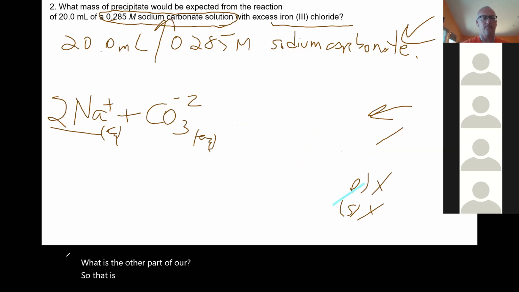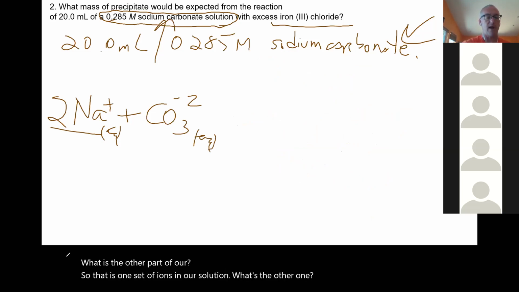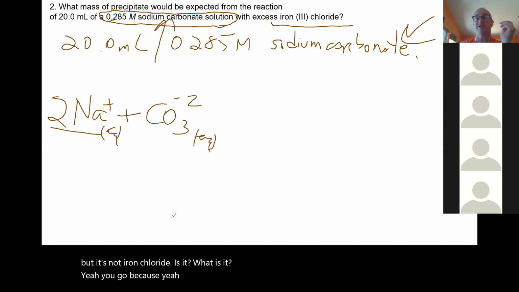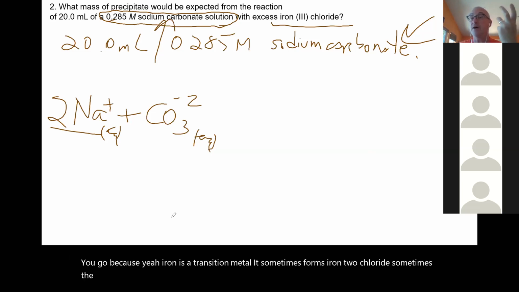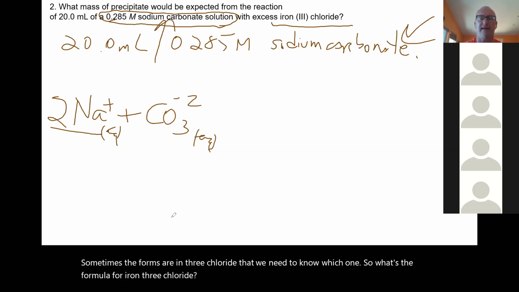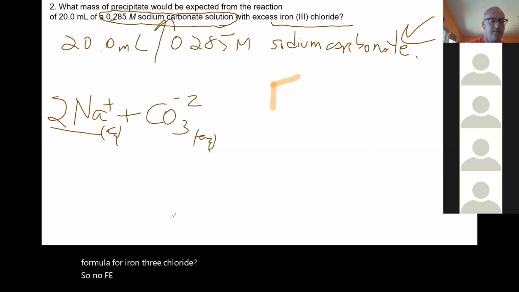What's the other one? Iron chloride. But it's not just iron chloride, is it? It's iron 3 chloride. There you go. Because iron is a transition metal. It sometimes forms iron 2 chloride, sometimes it forms iron 3 chloride, and we need to know which one. So what's the formula for iron 3 chloride? Oh, no, Fe is, oops. Let me erase that. Oh, I can undo. There you go.